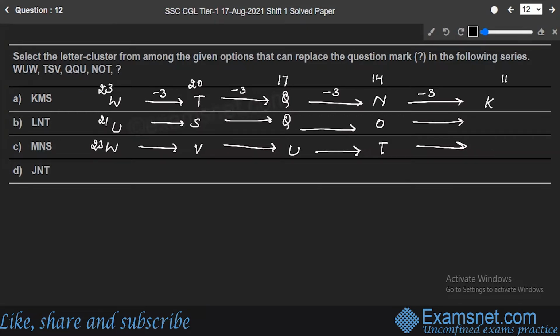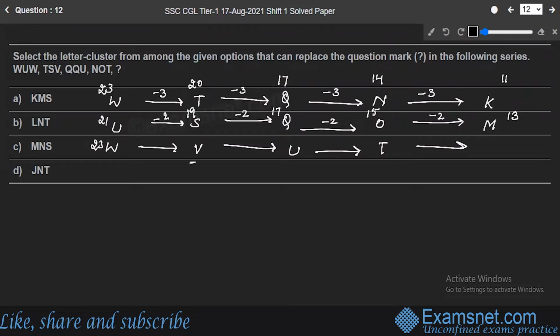Okay, then what is the position of S? It is 19. Q is at position 17. O is at position 15. So you are having a difference of 2, right? So after 15, you have 13 over here. And which alphabet is that 13? It's M.